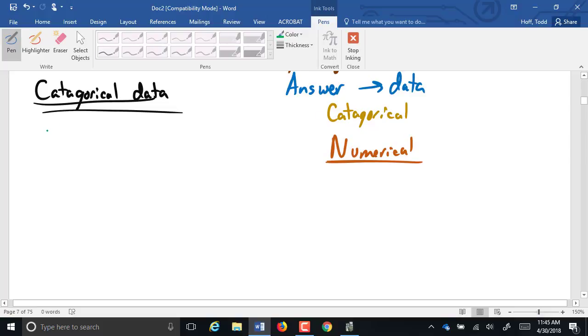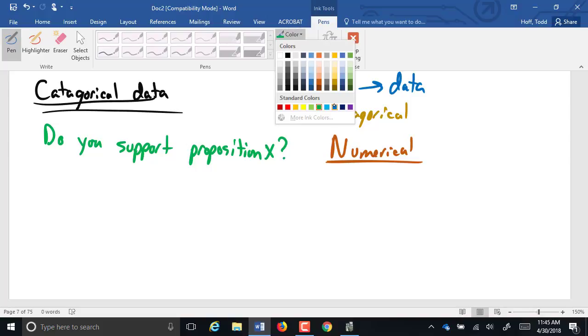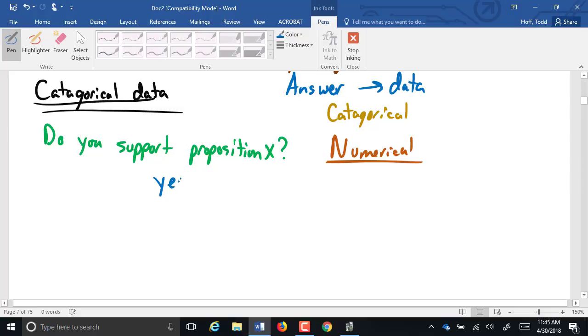One might be, do you support, maybe there's a local proposed ordinance, Proposition X. Well, your answer to that is going to be either yes or no. And those put you into a category. The category of those that favor the proposition or the ones that don't favor that proposition.